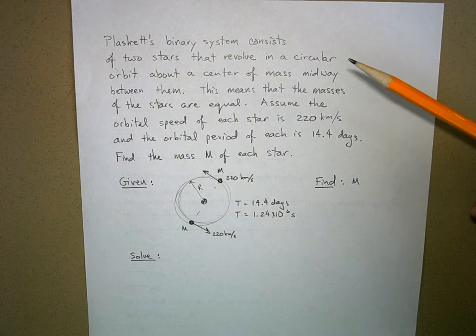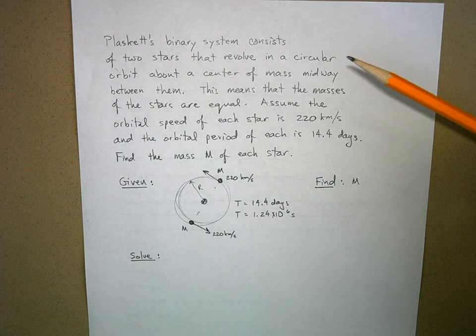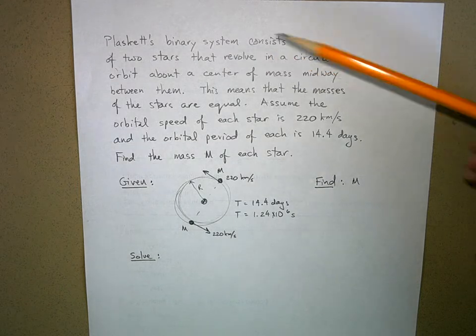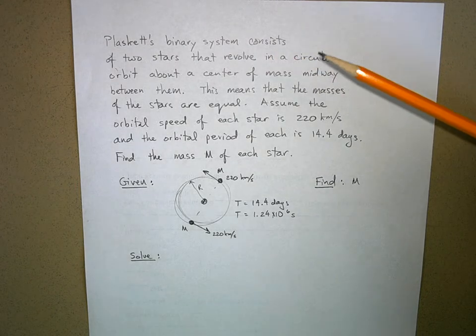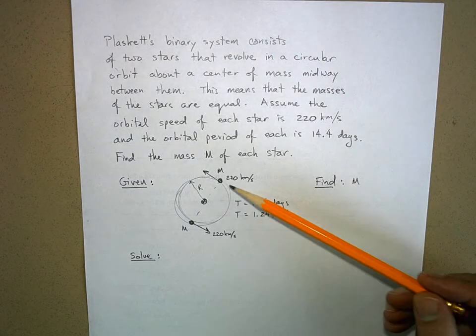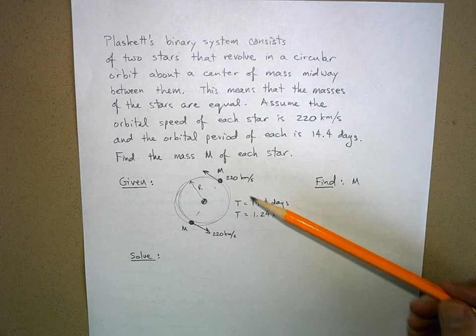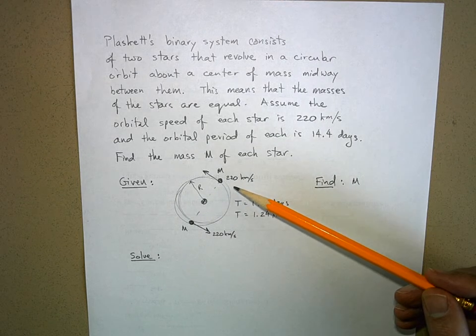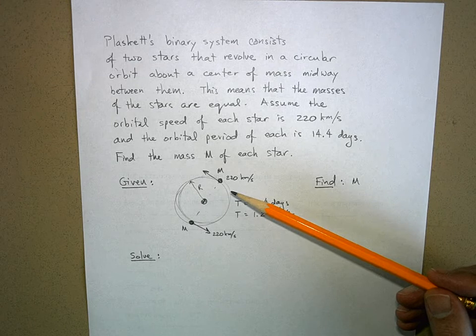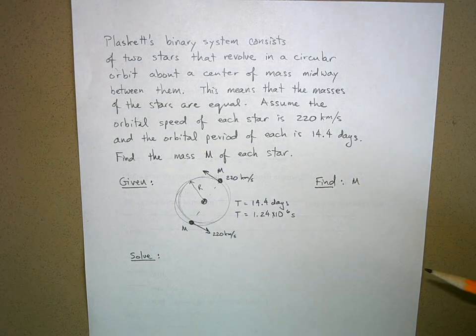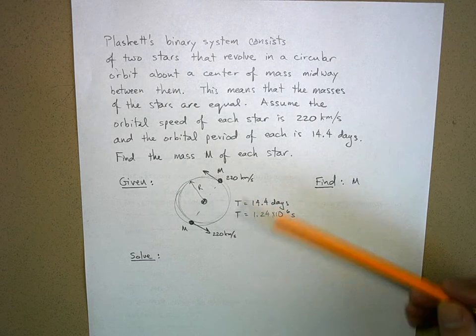So we've got this star system we're looking at. Plaskett's binary. I don't know, I should look that up on Wikipedia. It's got two stars going around, and they measured the velocity of the stars probably by looking at the light and how the light is shifted. That's what astronomers do.